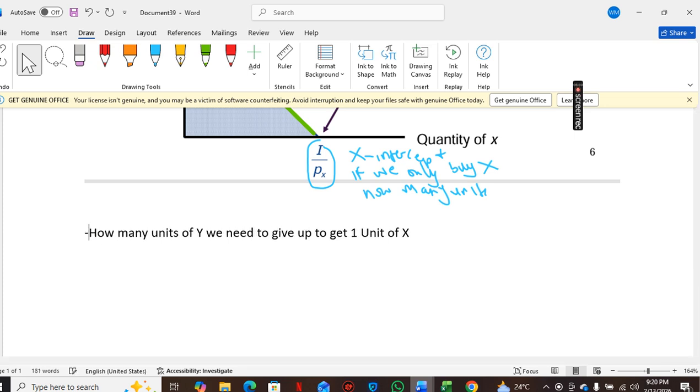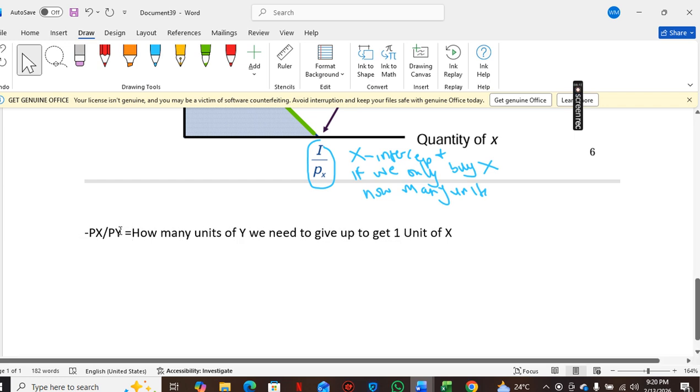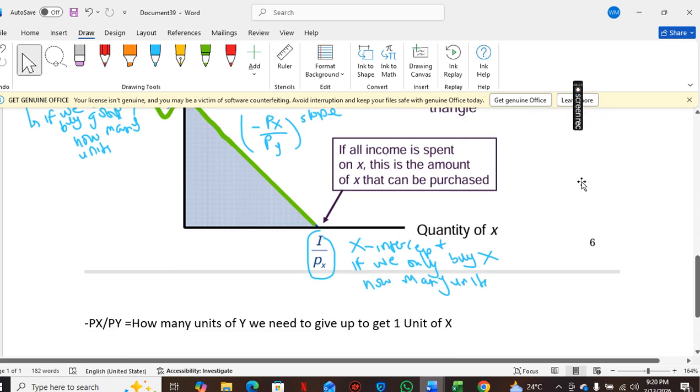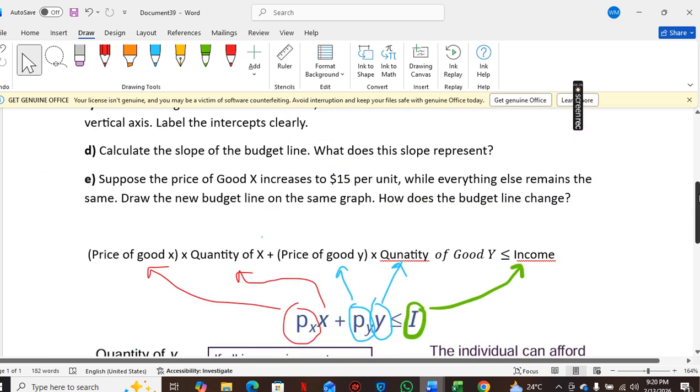Which is this negative Px over Py. That's what it means. That's what the slope is telling us: how many units we need to give up in order to get 1 unit. As I said, this is it, negative Px over Py. Any questions, colleagues, before we attempt a question here?